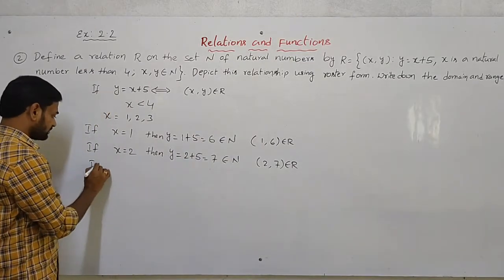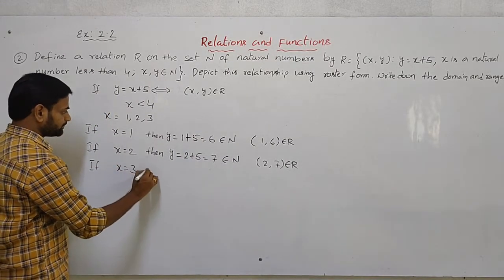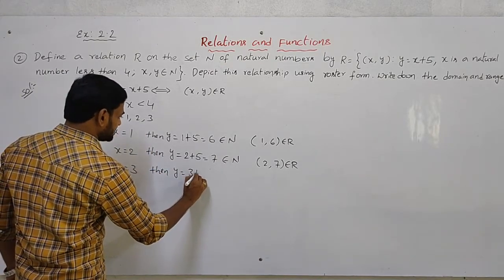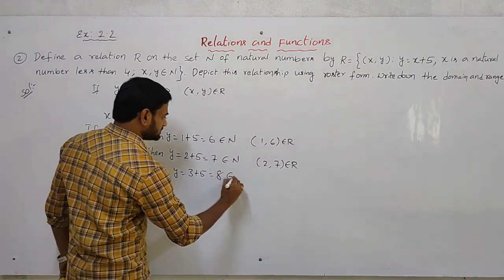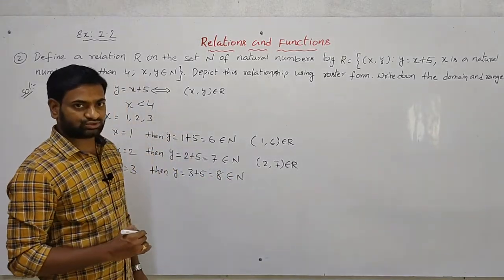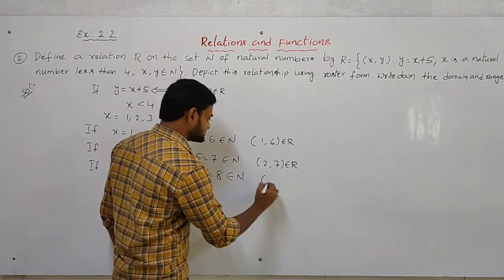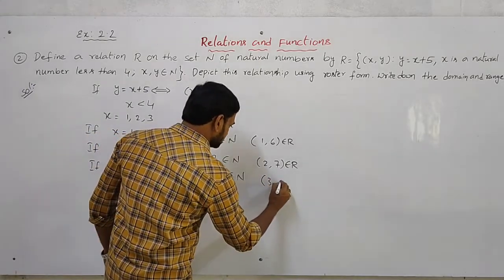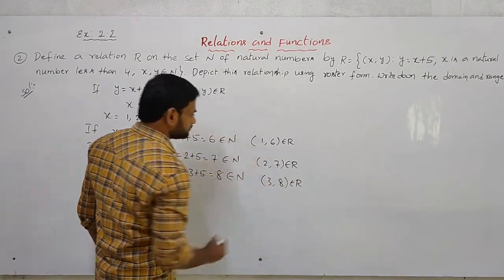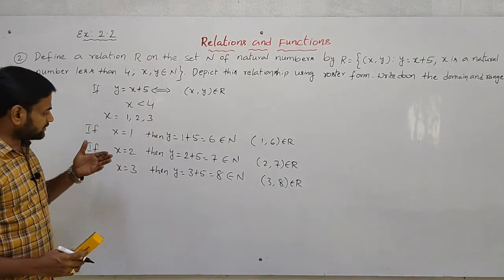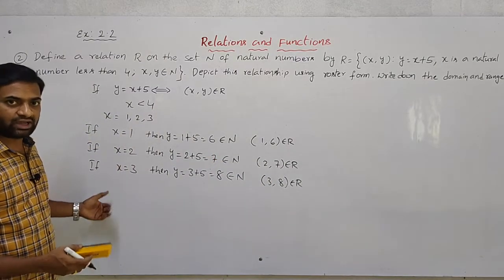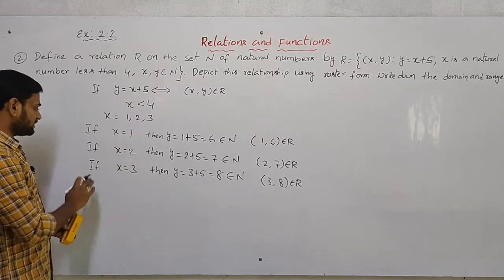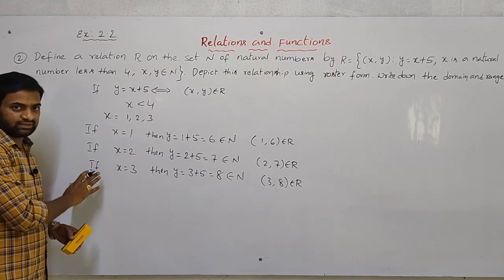Next, if x equal to 3, the next value, then y equal to 3 plus 5, that is 8. This 8 also belongs to natural numbers. So the ordered pair, first x value 3, next y value 8, (3, 8) belongs to the relation R. Now can you take the x value as 4? Not possible, because the x value must be less than 4. So we can stop the process at x equal to 3.